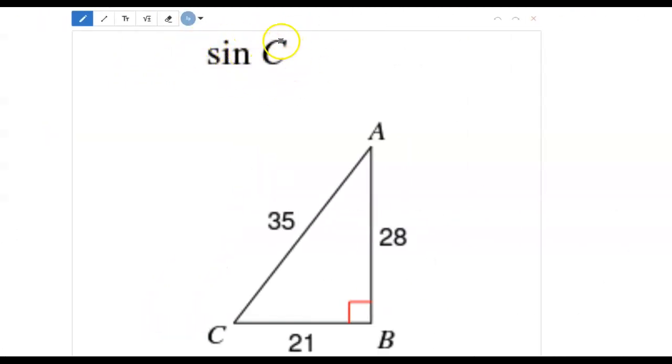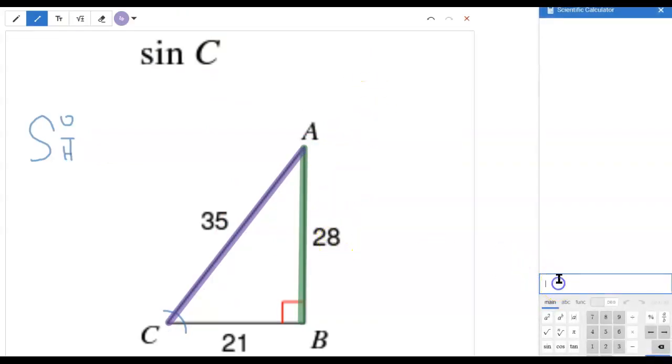Here we want sine C. So our theta, or our referenced angle, is C. To find the ratio of sine, let's write that down. We're going to say opposite over hypotenuse. So looking at reference C, we want the opposite, and then we want the hypotenuse. When we open up our calculator, we're going to divide 28 by 35, and we get 0.8.